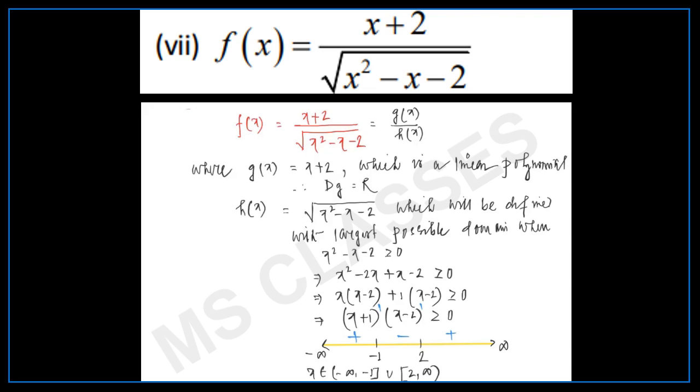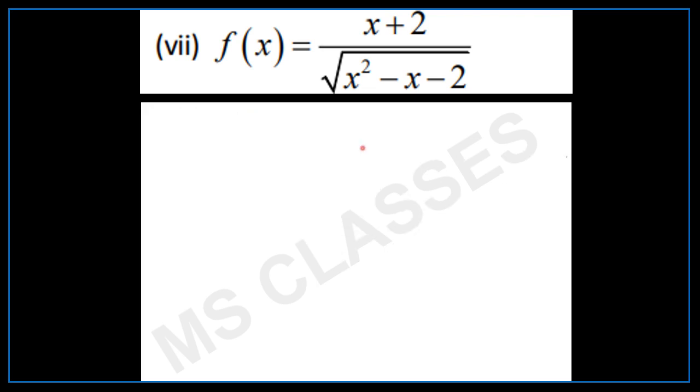So here after this you know that domain of f is what? Domain of G is domain of h minus those values of x for which h(x) is 0. So we write here: domain of G equals the initial domain of h minus those values of x for which h(x) is 0.